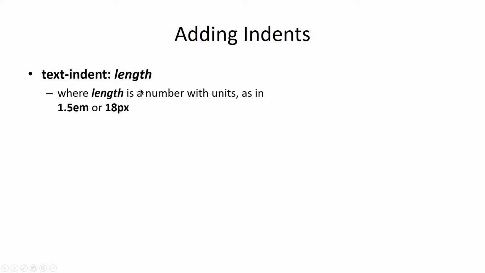Okay, and the other thing you can do is add an indent at the beginning of a paragraph. The property is called text indent followed by a length, for example 1.5 EM or 18 pixels. Here we have an example that adds text indent to a paragraph, and the size of the indent is 1.5 EM, so 1.5 times the size of the font.